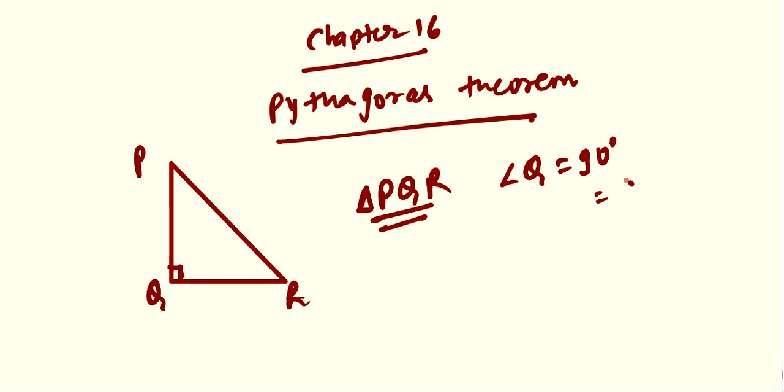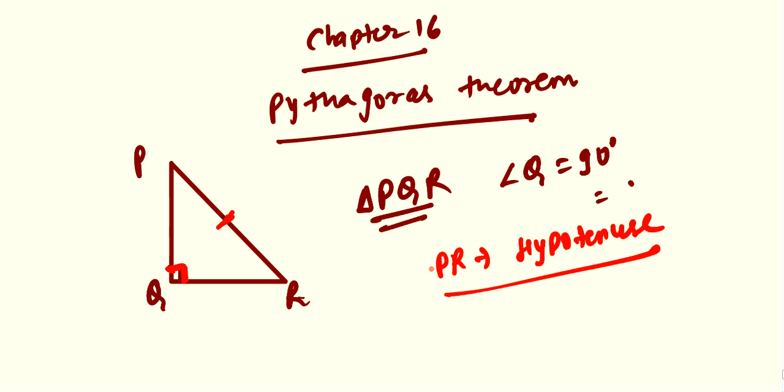Now in a right angle triangle, the side opposite to the angle of 90 degrees. So we have 90 degrees here, and the side opposite to this angle is PR in this diagram. So PR will be the hypotenuse. And the hypotenuse is the largest side of a right angle triangle. So in this triangle PQR, PR will be the largest side, which is the hypotenuse.